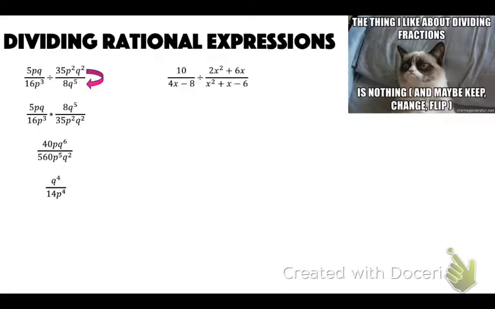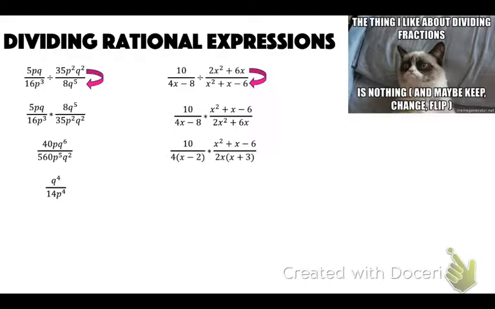Okay, so then let's do something like this. So for this one, we want to flip it first. Whenever it's division, flip it. Okay, that is very important to write down. Division, flip it. So that becomes 10 over 4x minus 8 times x squared plus x minus 6 over 2x squared plus 6x. We're going to factor out GCF wherever we can. So I'm going to factor out a 4, and we're left with x minus 2 from this piece. And here I can factor out a 2x.